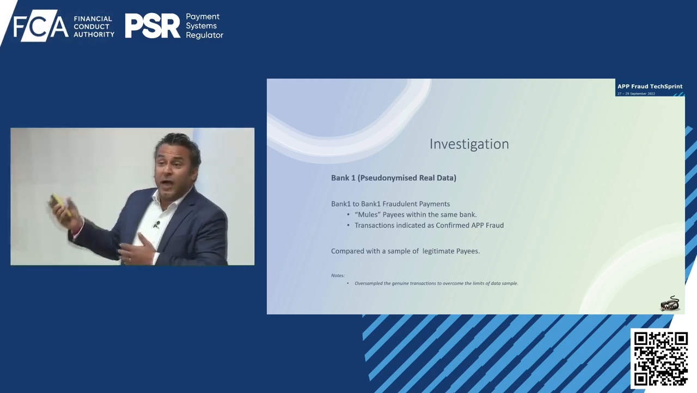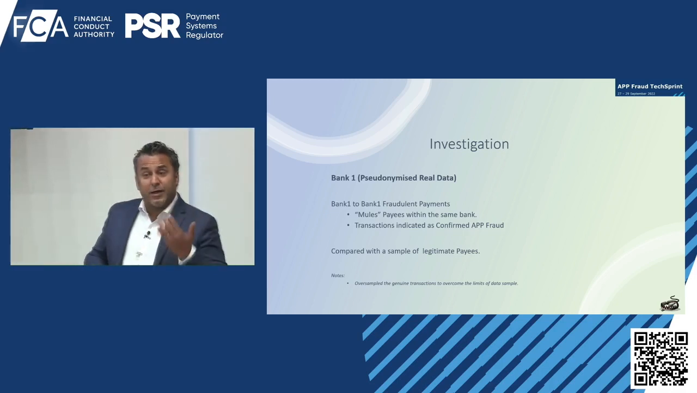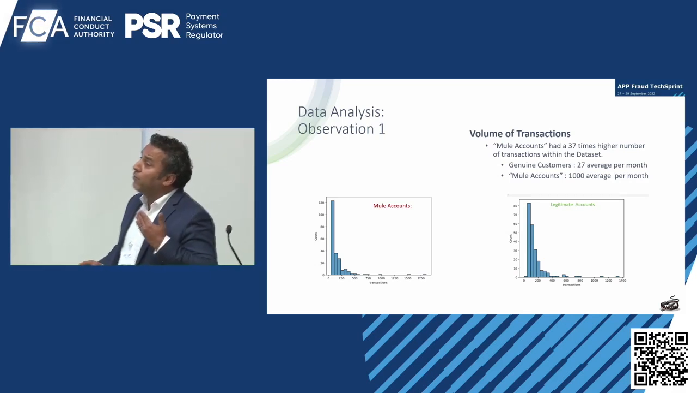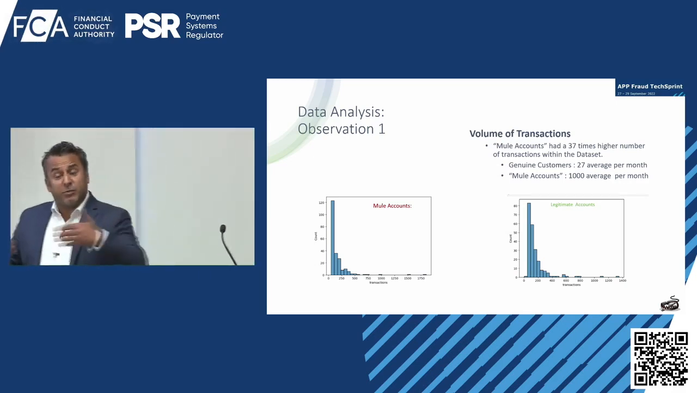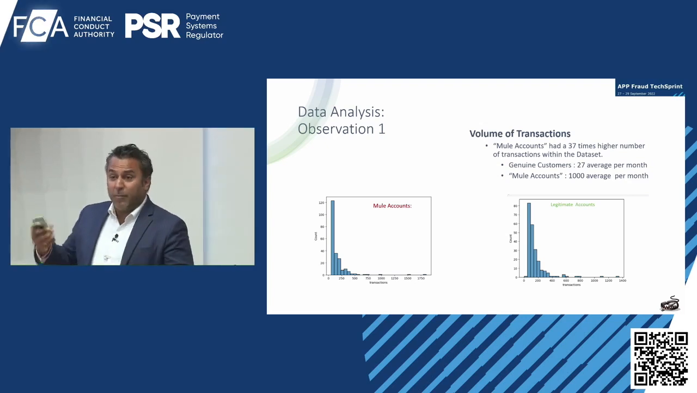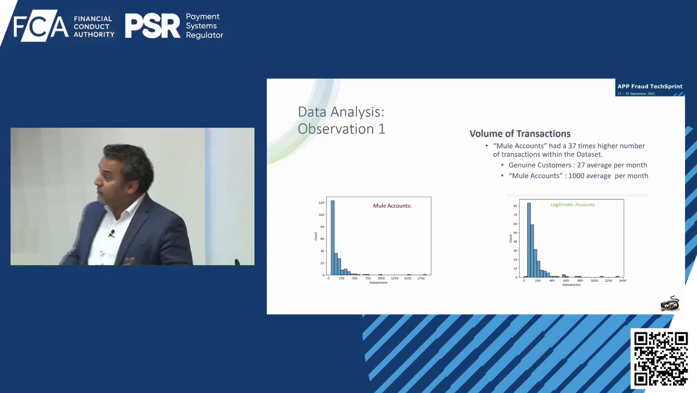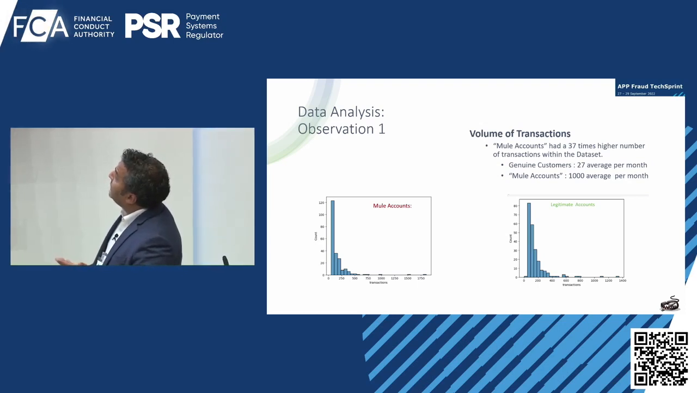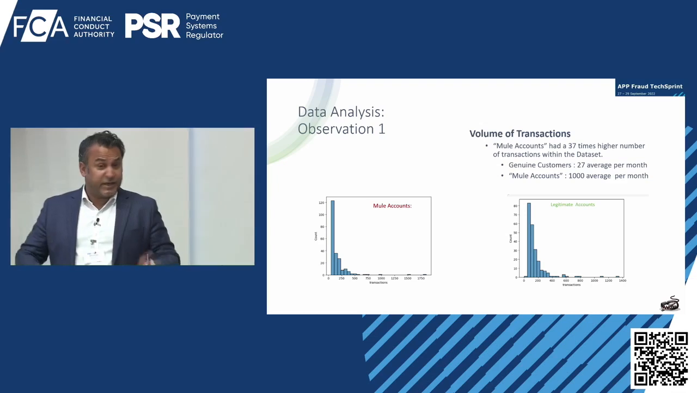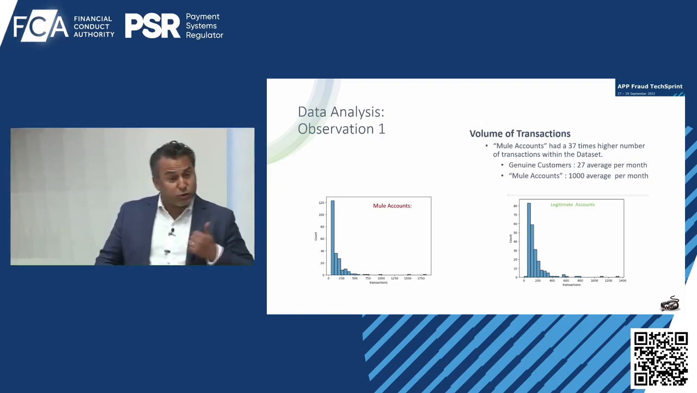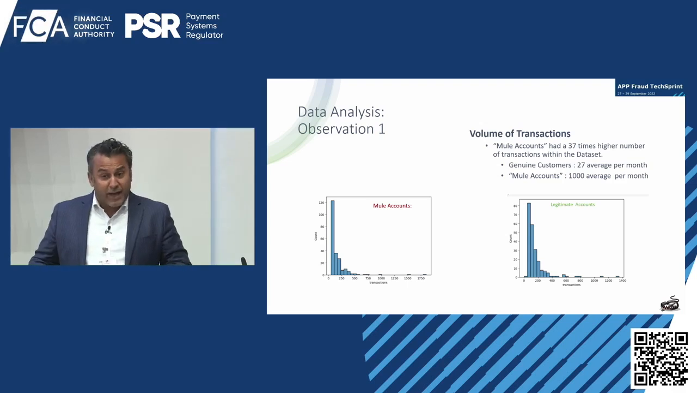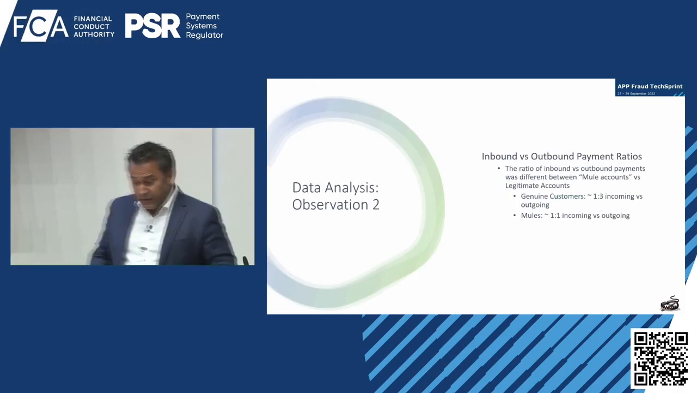So that was a hypothesis. So we looked at the data. We looked at Bank One data specifically, and we looked at honest payments within the same bank. We tried to see which ones are marked as fraud, which ones are not, and we did a comparison to see if we could get any early signals. So one of our observations is that the volume of transactions in these so-called mule accounts is significantly higher. Our early analysis shows 37 times higher. Now, we're surprised by that. We'd want to look closely at that, but that could be a very clear signal.